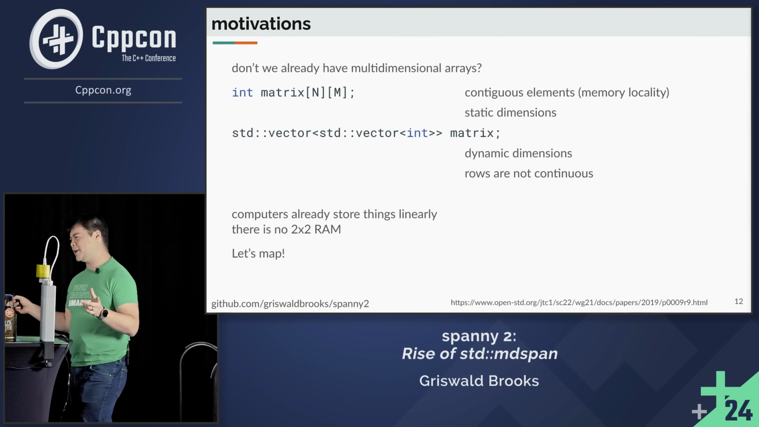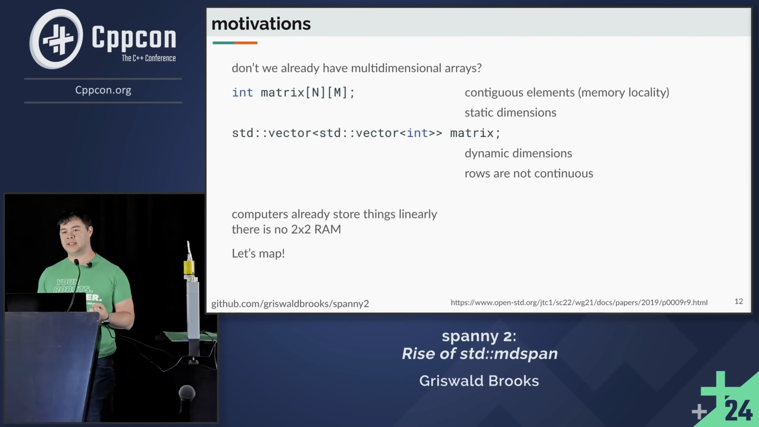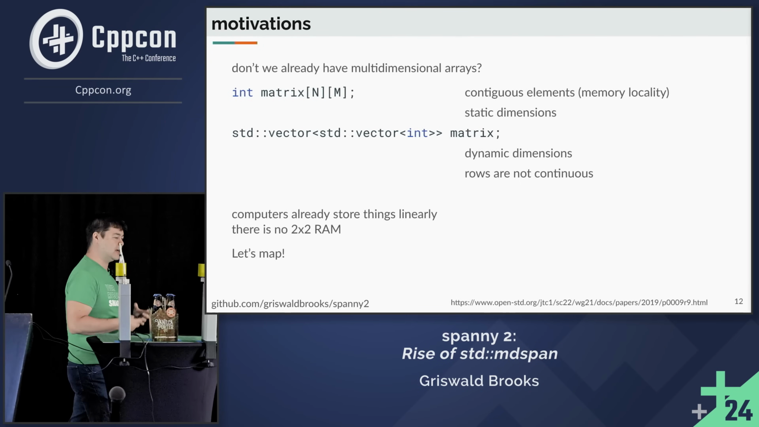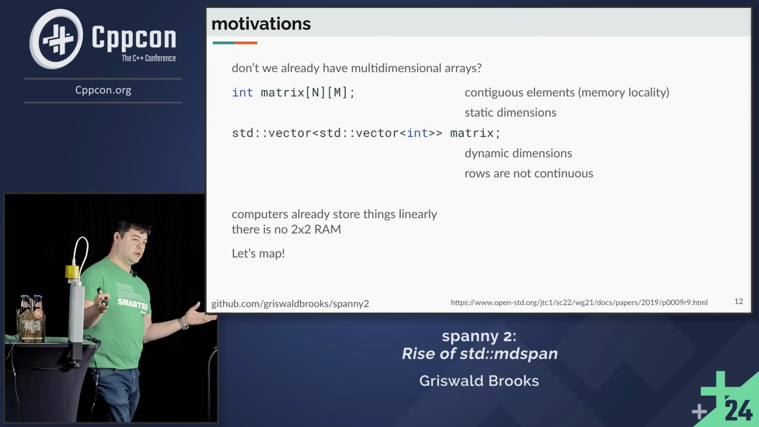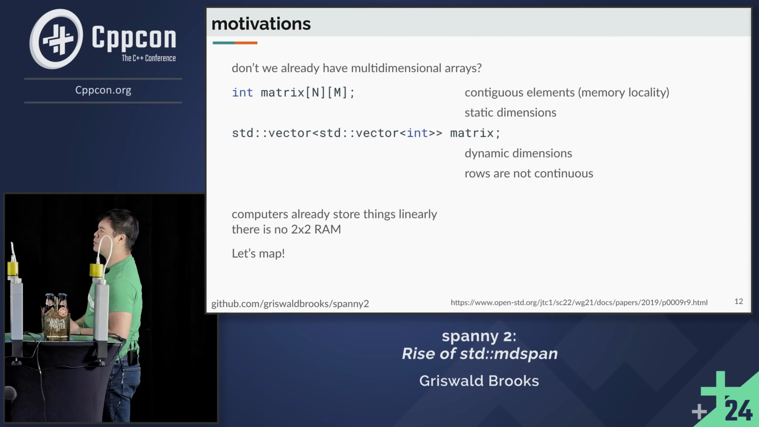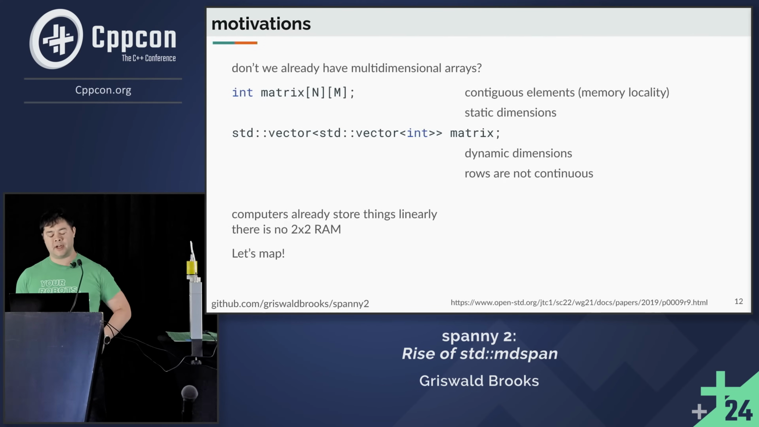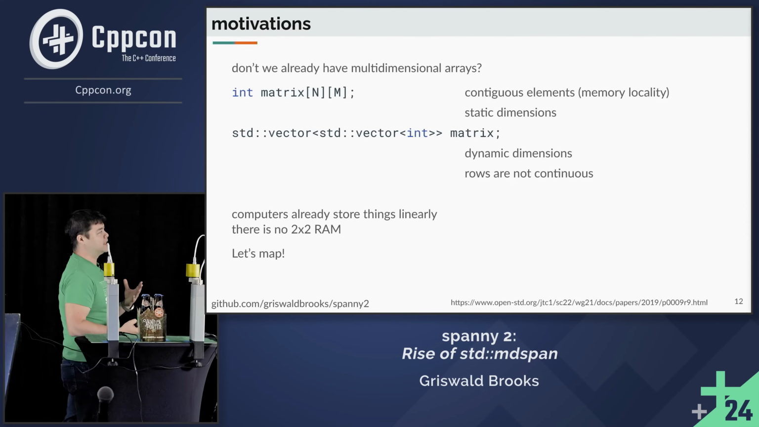So first question, don't we kind of already have multi-dimensional arrays in C++? I mean, I can think of at least two different ways to do it. I can use a C-style two-dimensional array. I can use a vector of vectors, an array of arrays. That sort of thing should work, right? Well, yes, but I can think of at least two off the top of my head reasons why that's maybe not the best thing to do.